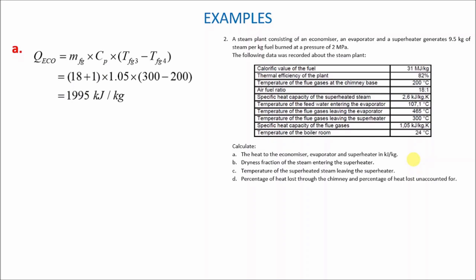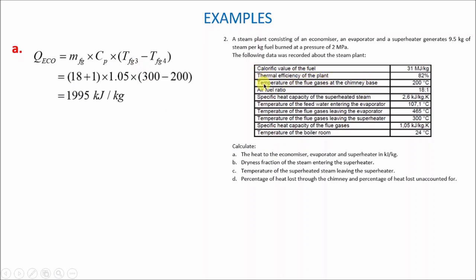You have enough information using that diagram to be able to come up with the heat absorbed by the economizer. If you think about it, you will see that you are given in the question the temperature of the flue gas leaving the superheater, and that is 300 degrees, TFG, the temperature of the flue gas at state 3. It's leaving the superheater. When it leaves the superheater, it's going into the economizer. And then you also have the temperature of the flue gas that leaves the economizer.